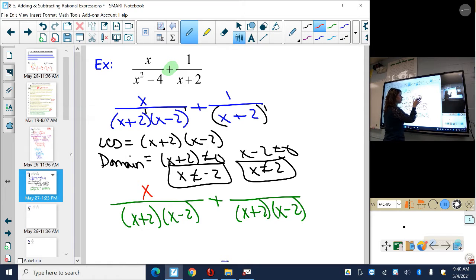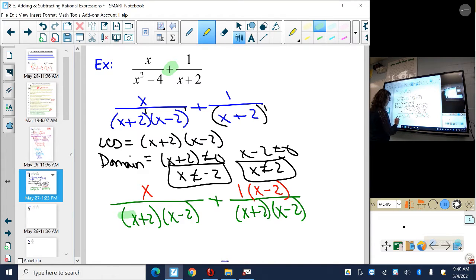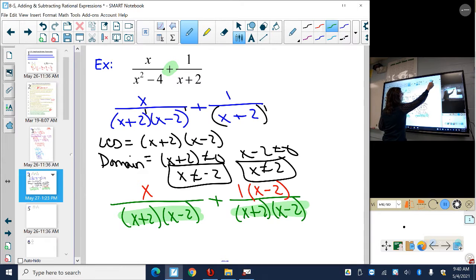Go to the second fraction's denominator. I have only an x plus 2, but to turn it into the green denominator, I tacked on an x minus 2. So I drop down the 1 and I tack on the x minus 2. If you start canceling out, you're going to go backwards, you're going to go to the original problem. You do not want to do that. So now I notice that I have 2 fractions with exactly the same denominators. So that means I can simply write them as one fraction.